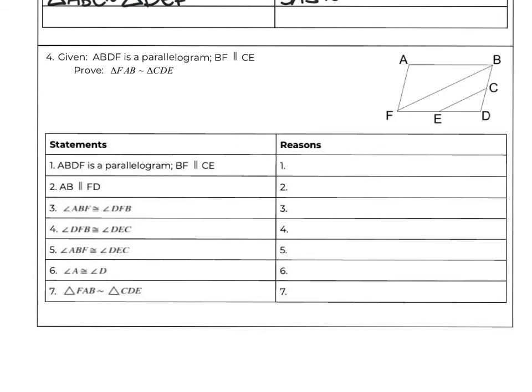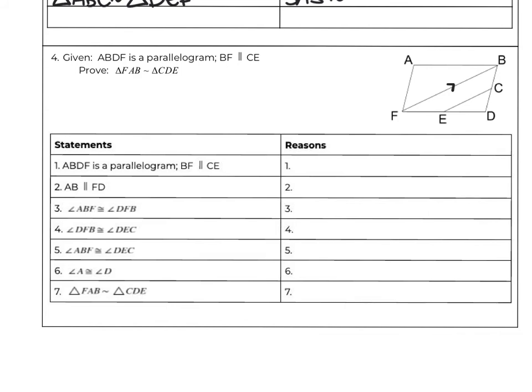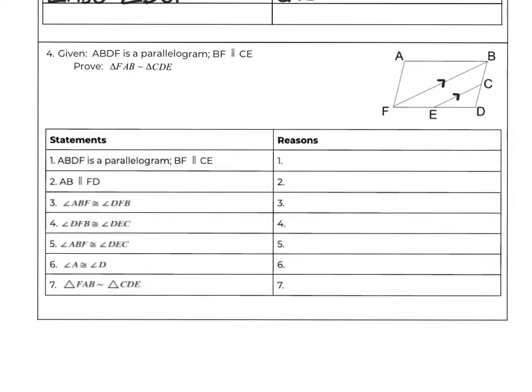Okay, number 4. So they kind of gave us the statements here and want you to pick out the reasons. Sometimes people set these up with the numbers. We just don't usually do that, but that's fine. So given ABDF, our outside shape here, is a parallelogram, and that BF is parallel to CE. So those lines cutting through are also parallel. So that is our given. All right, and now they also said on line 2 that AB is parallel to FD. Well, we know that because opposite sides of a parallelogram are parallel.